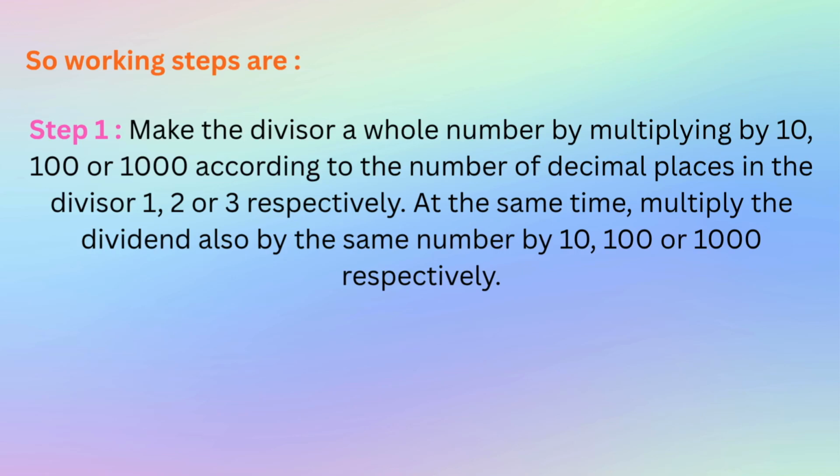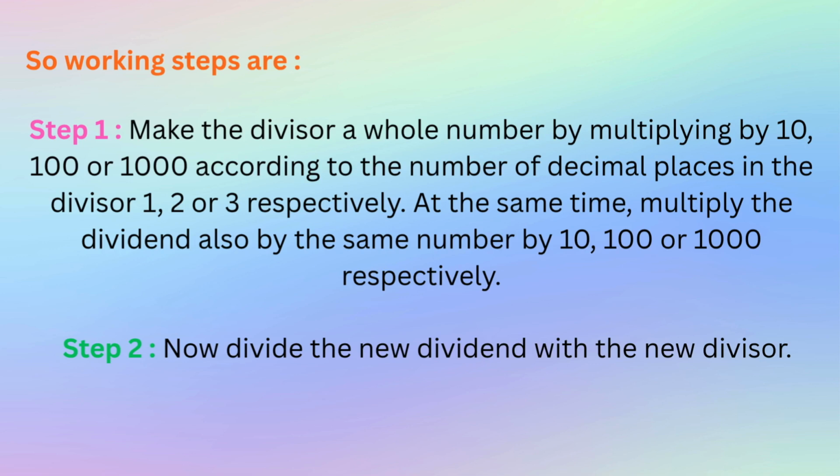So the working steps are: Step 1. Make the divisor a whole number by multiplying by 10, 100 or 1000 according to the number of decimal places in the divisor, 1, 2 or 3 respectively. At the same time, multiply the dividend also by the same number, 10, 100 or 1000 respectively. Step 2. Now divide the new dividend by the new divisor.